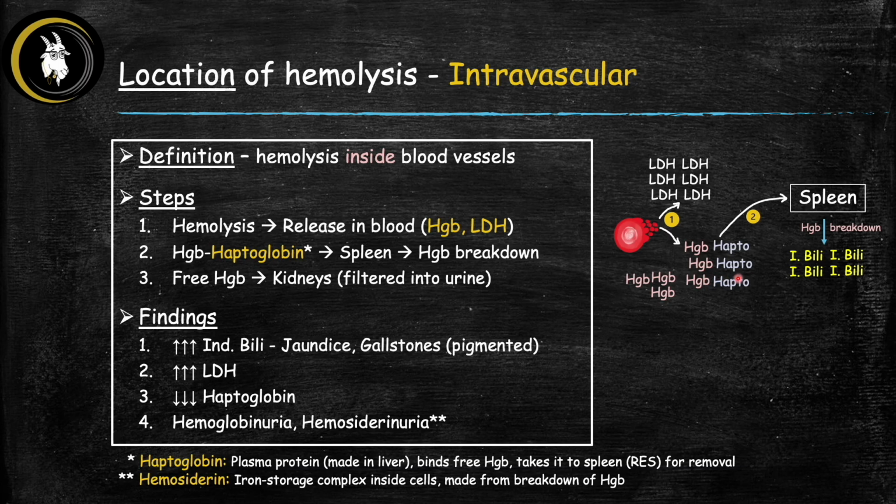And the way that it does this is by binding it, and they're going to together go over to the spleen, and then inside the spleen, the macrophages are going to break down the hemoglobin, and as the heme gets broken down, the final byproduct is going to be indirect bilirubin, which is then going to get secreted into blood.